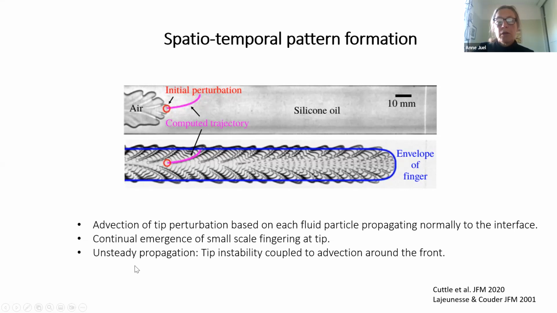And so that gives you the beginning, in the sense of an unsteady mechanism for the propagation of a front. So essentially, for unsteady propagation, you expect that you need a tip instability, and then the features of this tip instability are coupled to the advection around the front, and that gives you naturally an unsteady propagation mechanism.